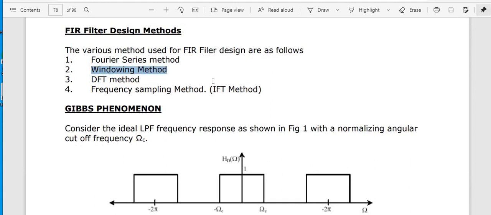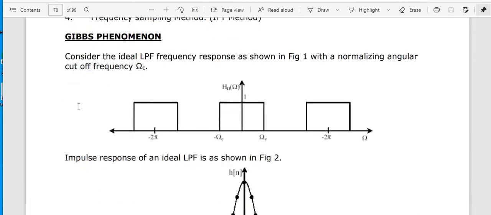First thing you have to understand, these are the methods, students. So the DFT, discrete Fourier transform, we can also use, the inverse discrete transform we can also use, and the frequency sampling method, nothing but IDFT or IFT. Next thing we have to understand: in 2 marks they'll ask you to define Gibbs phenomenon. What is the Gibbs phenomenon? So see here first.